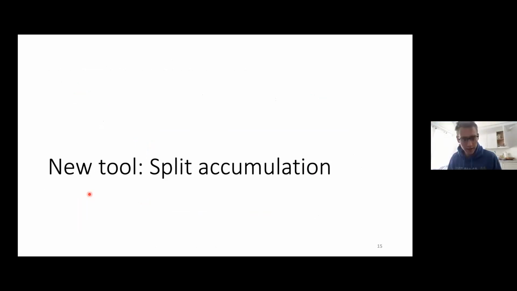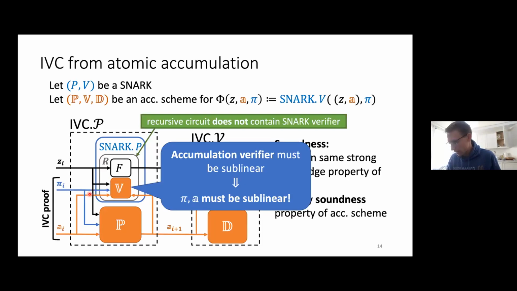Okay, so I'll go on and talk about split accumulation now. In essence, it's kind of the last point that Pratyush made: the accumulation verifier must be sublinear. So both the proof and the accumulator must actually be short. The accumulator need not be efficiently decidable, and the proof need not be efficiently verifiable, but these things need to be small.